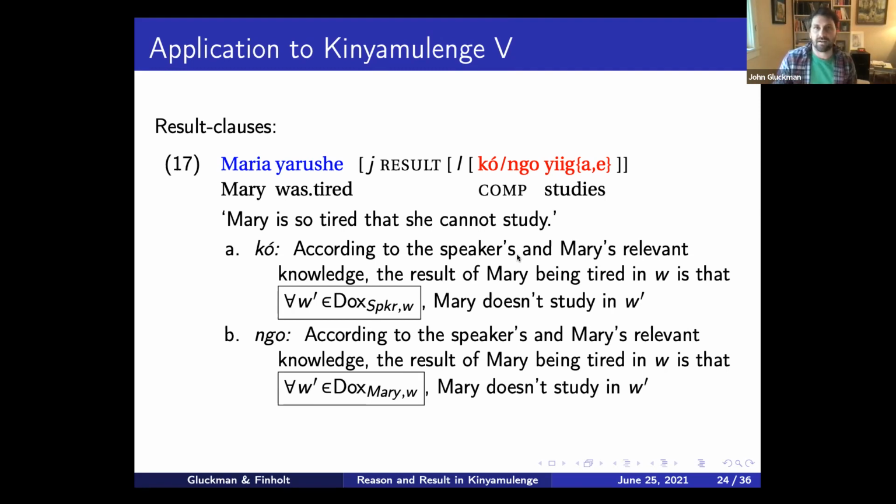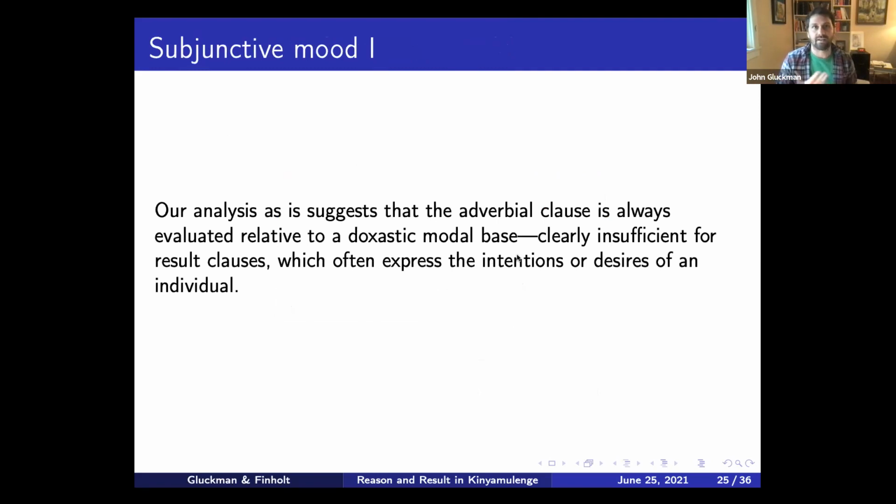Now, I think right away you can point out a problem here, which is that result clauses don't seem to reflect doxastic states so much as they reflect desires or intentions or preferences.